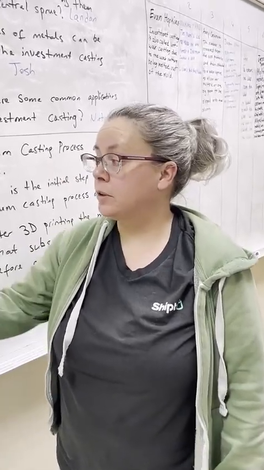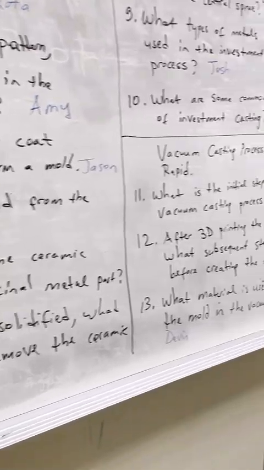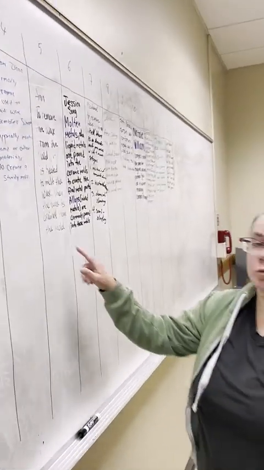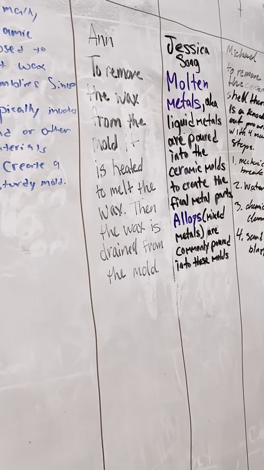My name is Ann Maccabee. My question was number 5. How is the wax removed from the ceramic mold? It is removed from the mold by being heated. They typically use heaters to melt all the wax out, and then it's drained using gravity. Thank you.